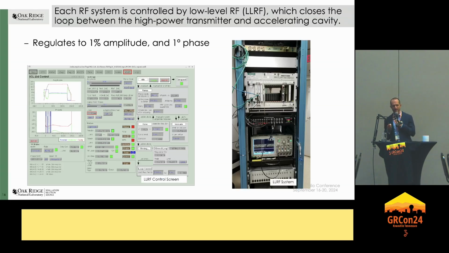So I've already mentioned low-level RF. Low-level RF is actually what we use to close the loop between the accelerating cavity and the high-power RF system. It's got pretty good regulation, 1% amplitude and 1% phase. Just very briefly, what you can see here is an actual operator screen. This is what the operators use to control the cavities in the control room at SNS. And then, of course, the hardware. We use MicroTCA, for those of you in the room who are familiar, and FPGAs to control this.